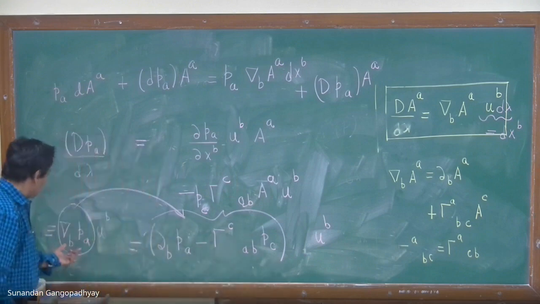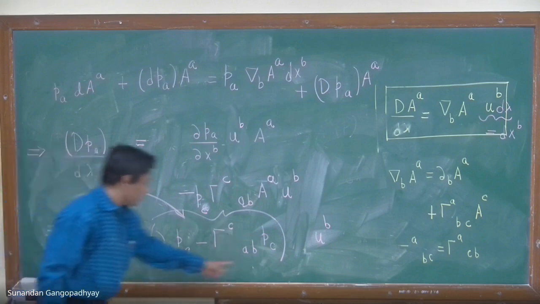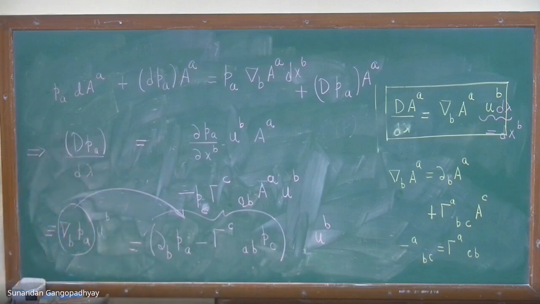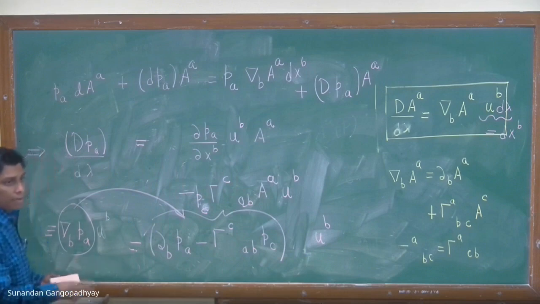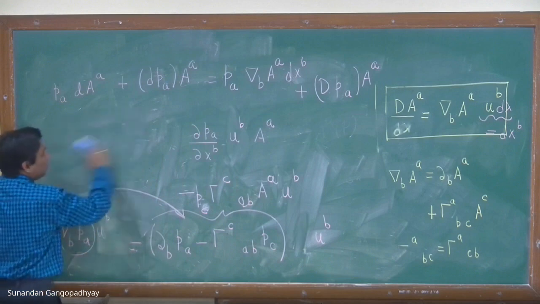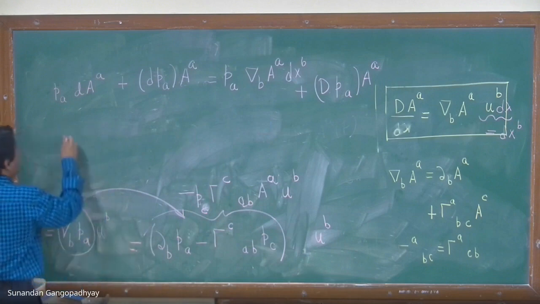So you can see that the covariant derivative of a tensor of type 0, 1 or a covariant vector is basically given by this. So instead of a plus sign, you have a minus sign. I will just write one more result. You can find it out yourself, but there is no need to do that. You can generalize this for tensors of higher rank.